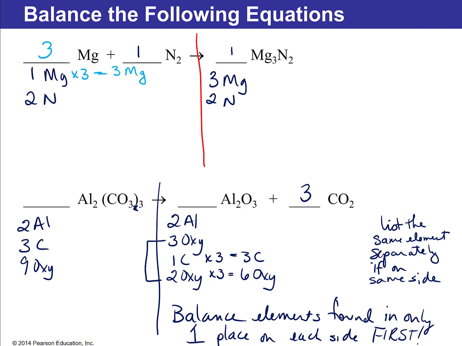So would you just put 1 in front of it? Yep. 1 and 1. I didn't do anything to those, right? I didn't have to change those, so if you didn't, then that means it's a 1. So you would read this as 1 Al2(CO3)3 reacts to form 1 Al2O3 and 3 CO2s. That would be like a chemical sentence. The arrow means reacts to form. You always read the reactants, then the products. Okay?